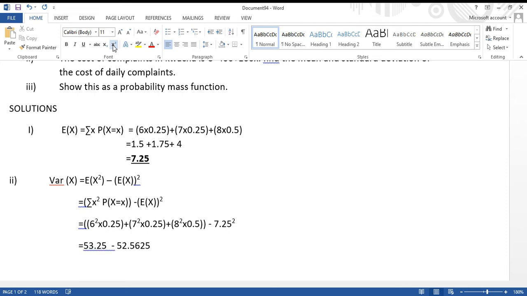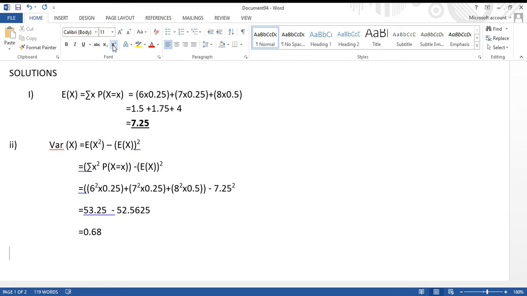Right. We'll leave our answer to two decimal places. So 53.25 minus 52.5625, you get 0.6875. So we just leave it to two decimal places, 0.68. All right.